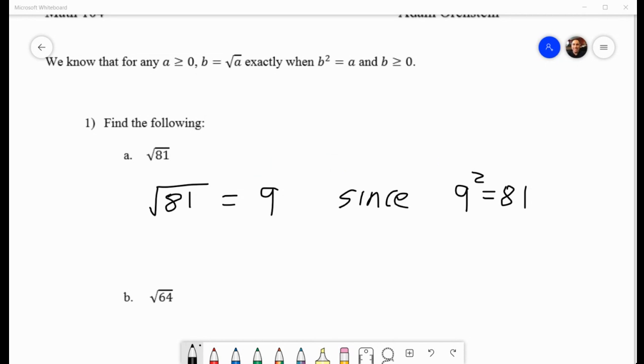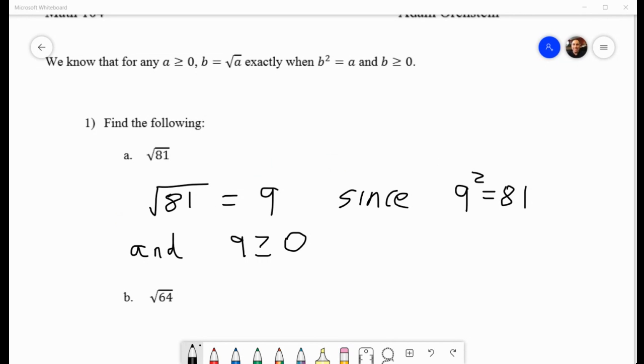But again, that's really not enough. You have to make sure it's non-negative. And we know 9 is non-negative, so we're good. Okay, so that works. Now let's do the other one.